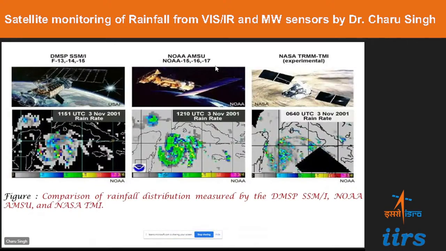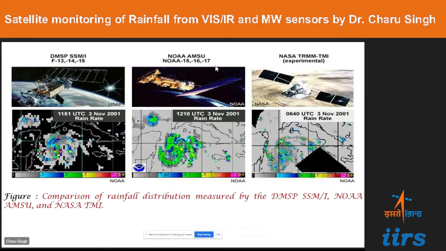So as discussed earlier, there are various sensors on board the satellite, particularly the polar satellites, which are the passive microwave sensors like SSMI onboard DMSP, AMSU onboard NOAA, and TMI onboard TRMM, which is a NASA experiment. TRMM is the satellite, TMI is the sensor. So the schematic shows here the rainfall distribution which has been estimated from these three different microwave sensors.